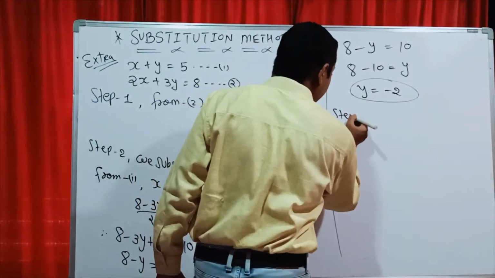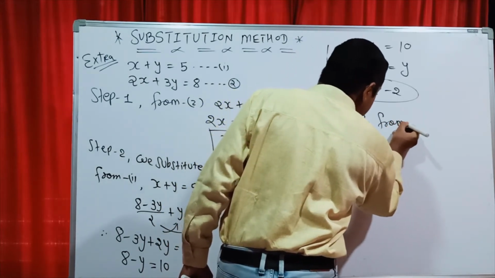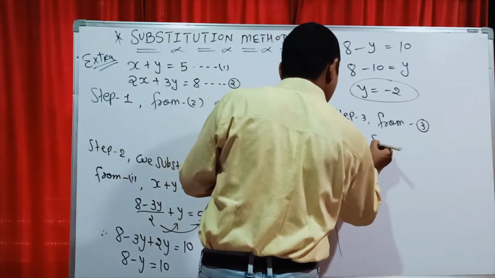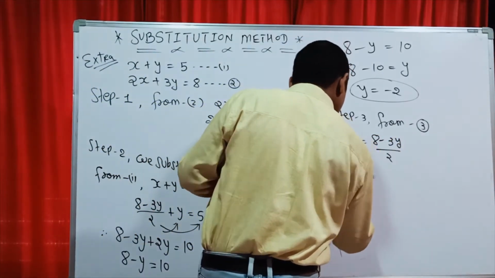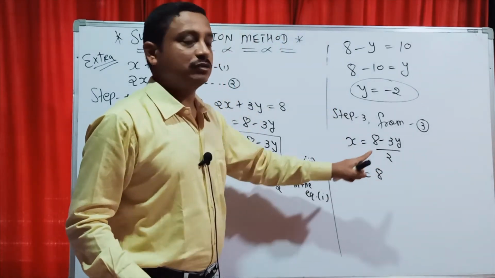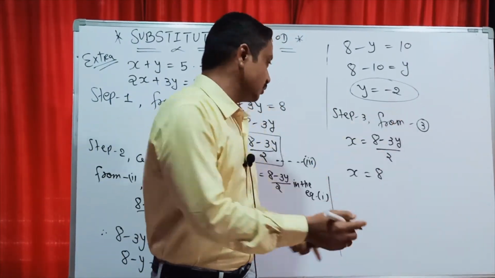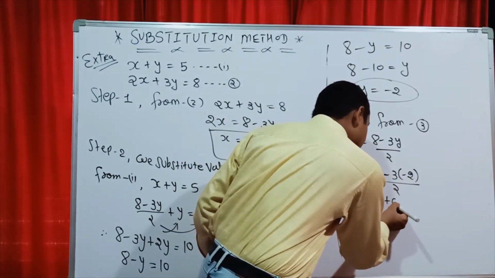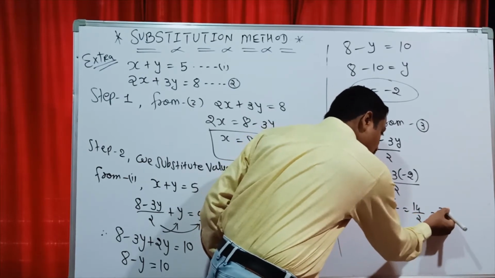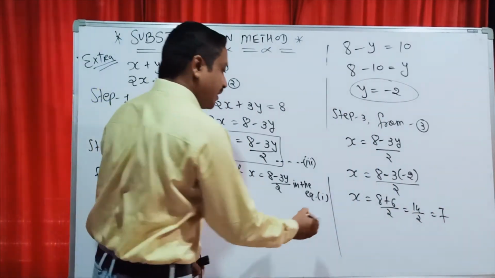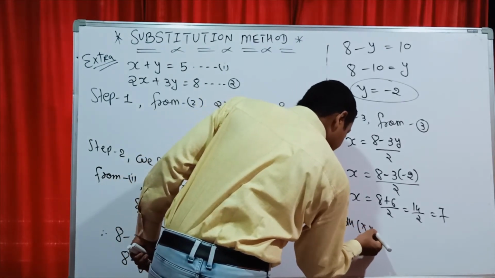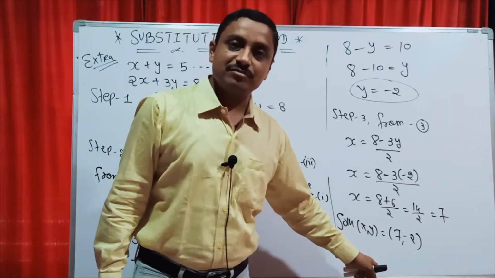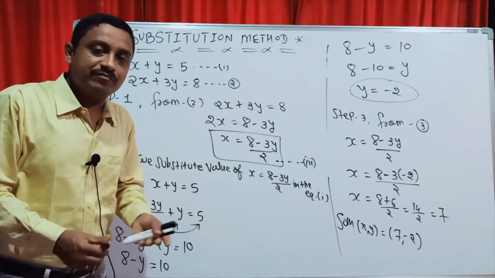Now I go to step 3. Step 3 utilize always from 3. This is your third equations. So x is equal to 8 minus 3y by 2. Just students, I put down the value y is equal to minus 2 in the value for y. So it is get 8 plus 6 by 2, 14 by 2. Surely we getting 7. So my solution is what? X comma y 7 comma minus 2. Look at that. This answer is same, and first method answer is the same.